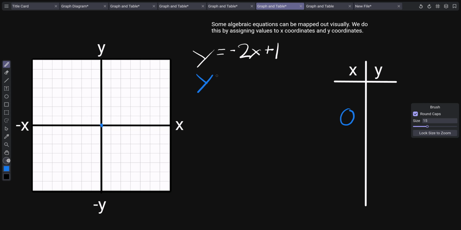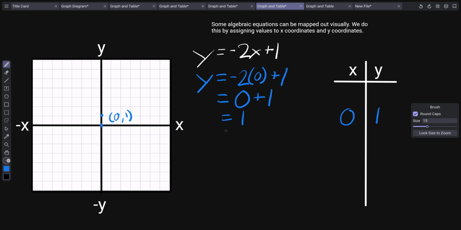So y equals negative 2. Put 0 in here, add 1. Anything times 0 is 0. And then we add 1. We get positive 1. So our ordered pair is 0, 1. So we don't move on the x, we just go up 1 point on the y. This is 0, 1 right here.